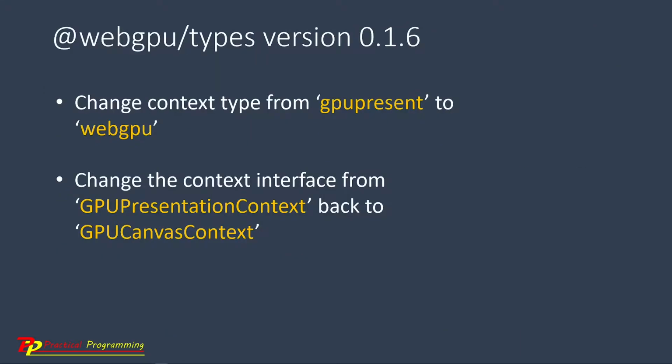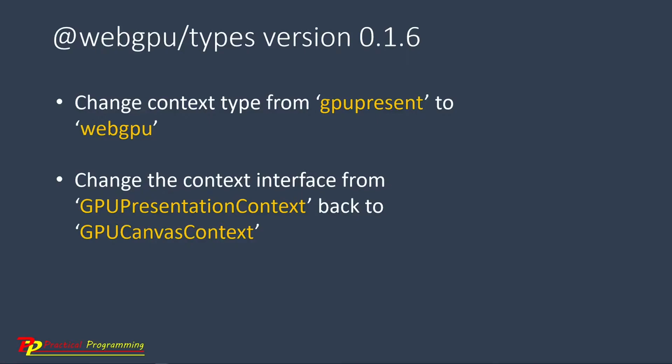The first change is to change the context type string from GPU present to WebGPU. The other change is that they change the context interface name from GPU presentation context back to GPU canvas context. The original name is GPU canvas context. They changed it to GPU presentation context.